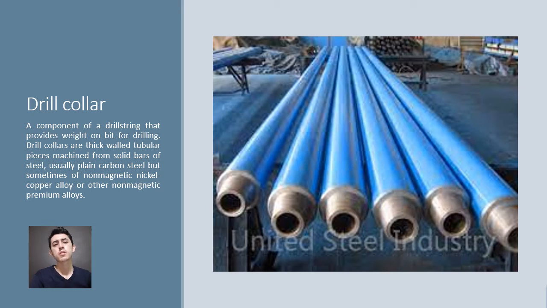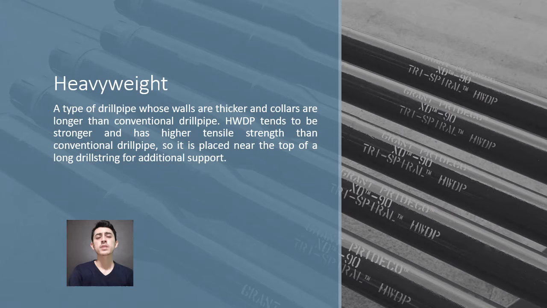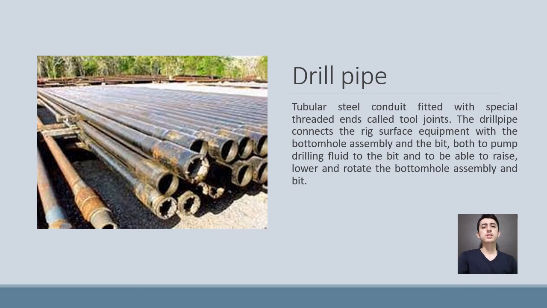The drill collars is a component of a drill string that provides weight on bit for drilling. Drill collars are thick-walled tubular pieces machined from solid bars of steel, usually plain carbon steel. Heavyweight is a type of drill pipe. Heavyweight drill pipe tends to be stronger and has higher tensile strength than conventional drill pipe. Drill pipe is a tubular steel conduit fitted with special thread ends called tool joints. The drill pipe connects the rig surface equipment with the bottom hole assembly and the bit.